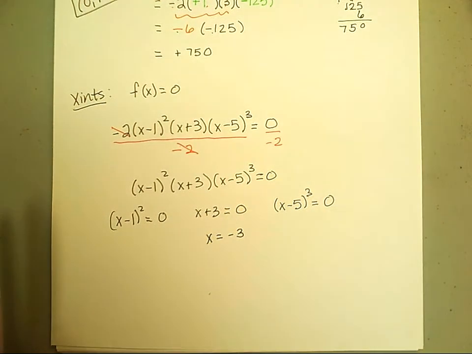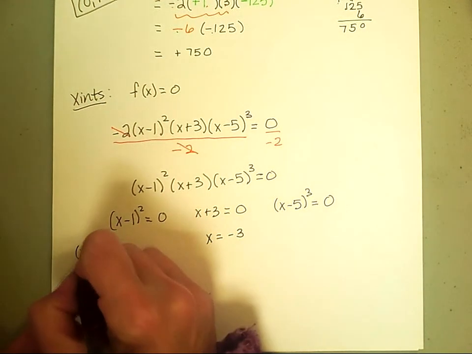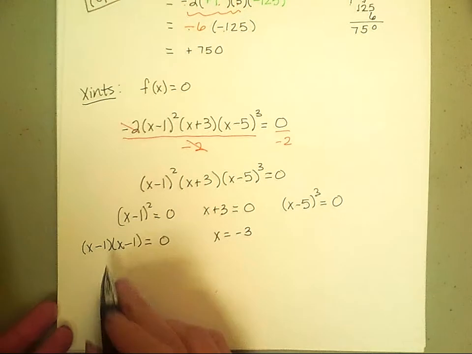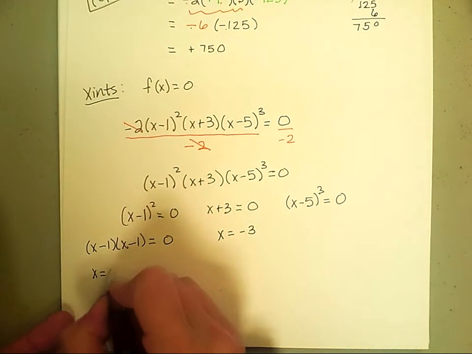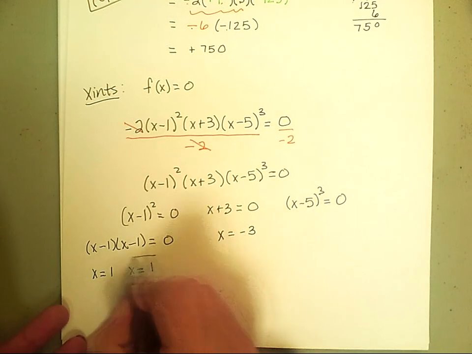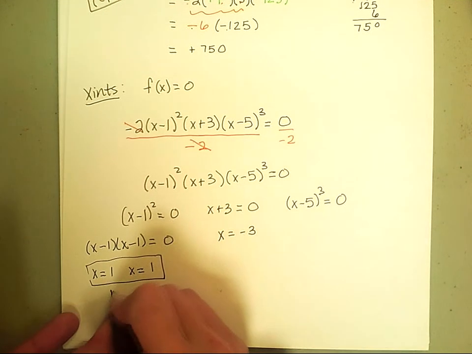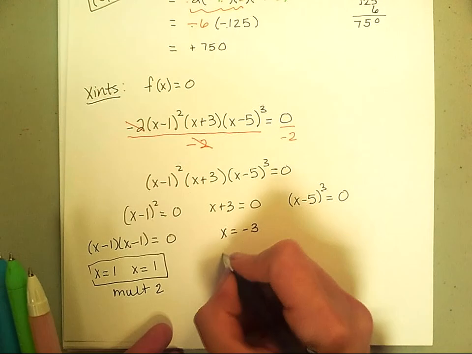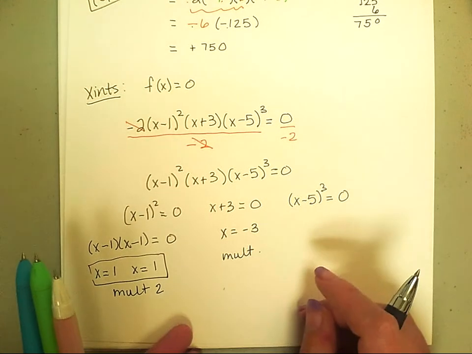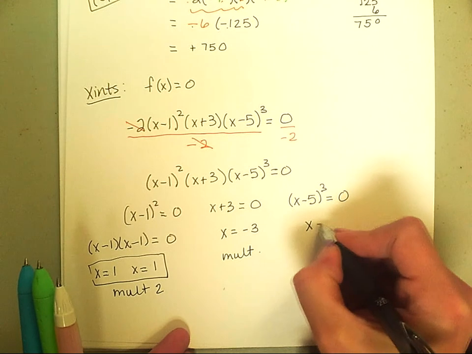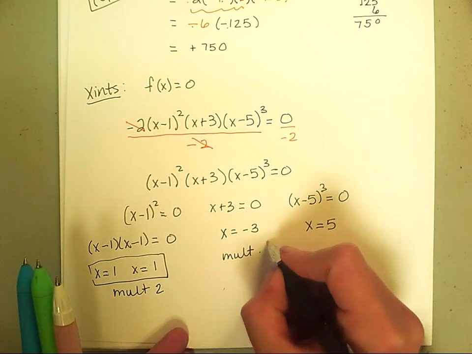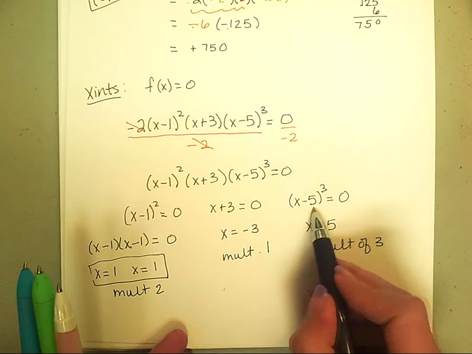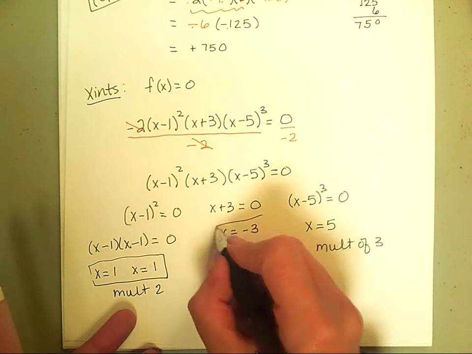We'll do the easy one first. This is x is equal to negative 3. Remember, this one means x minus 1 times x minus 1 equals 0. So if you reapply the zero product property, we have x equals 1 or x equals 1. So x equals 1 has a multiplicity of 2. This has a multiplicity of 1. And here, I hope it's clear that x equals 5 is a solution, but it has a multiplicity of 3. So we could split this up 3 different times.